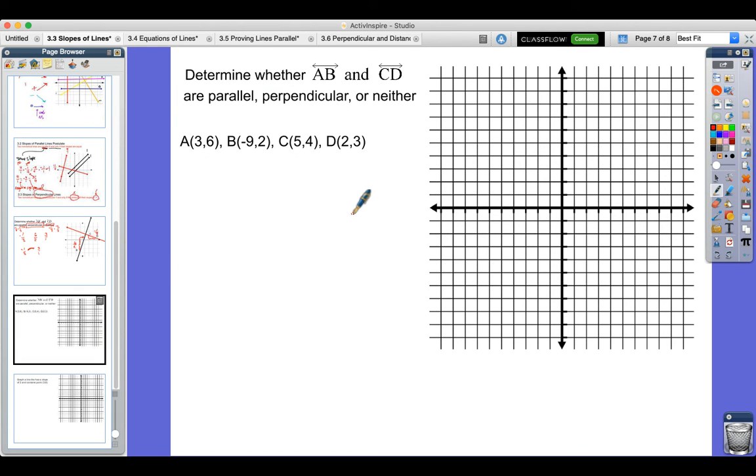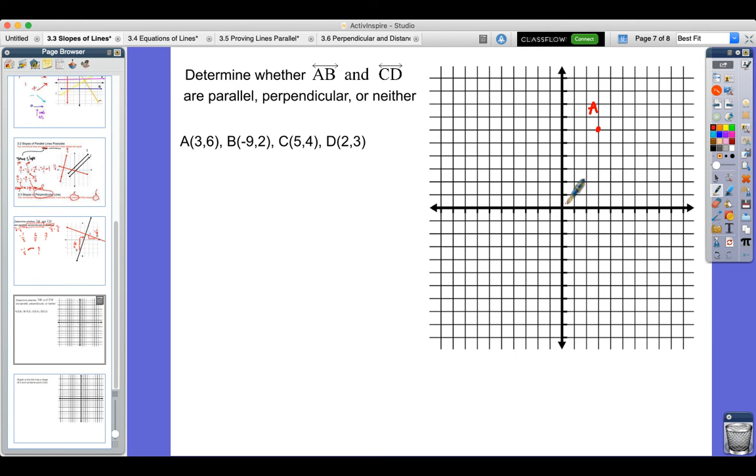All right, on to another example here. Determine whether these two lines, line AB and line CD, are parallel. I'm going to let you guys do this. Graph the points first, and then we can find the lines. All right, so we graphed these. A would be 3, 6. 1, 2, 3. 1, 2, 3, 4, 5, 6. There we go. That's our point A.